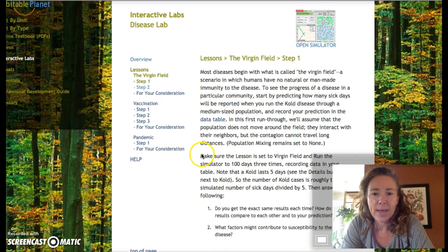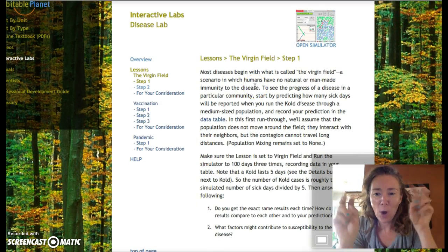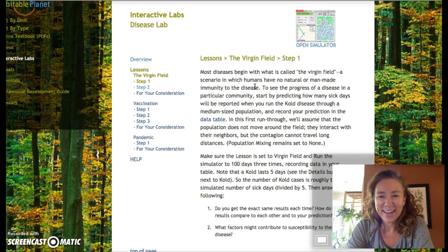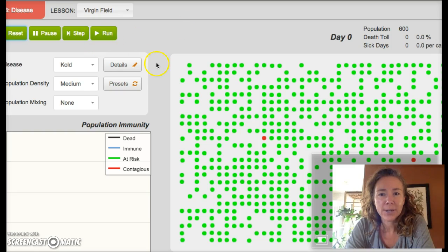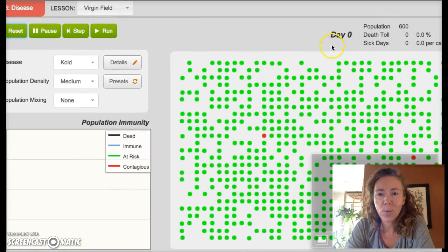In step 1, it's going to have you look at a cold with a K, and how it affects a certain population over a period of 100 days. We're going to look at it 3 different times. So open the simulator, and when you open it, it's going to look like this. Here's day 1, so we haven't quite started yet. There's a contagious person, and there's a contagious person. Right now, nobody's taking any sick days. We're starting off, no one's died, yay. But we're going to run this simulation.